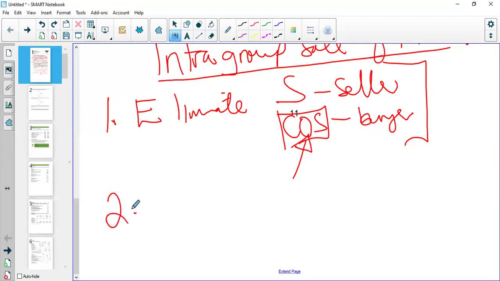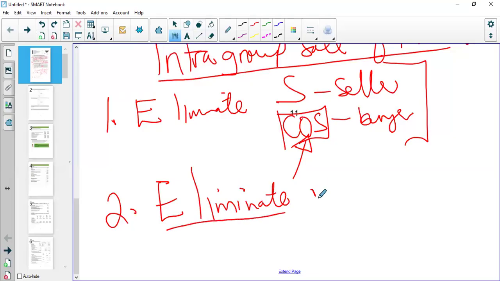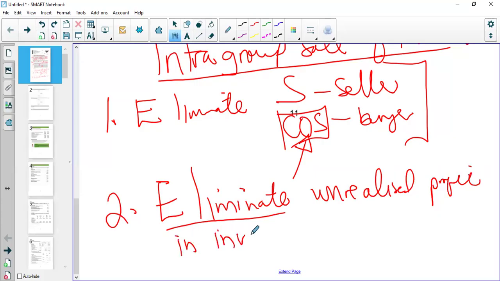Then secondly, we need to eliminate unrealized profit in inventory that has not been sold. So if there is any intragroup inventory not sold, we need to eliminate the unrealized profit sitting in there.